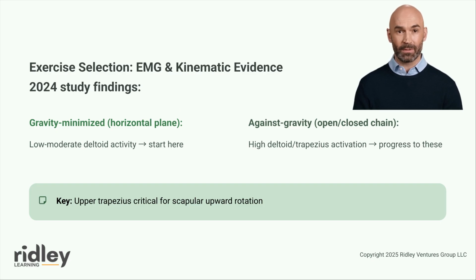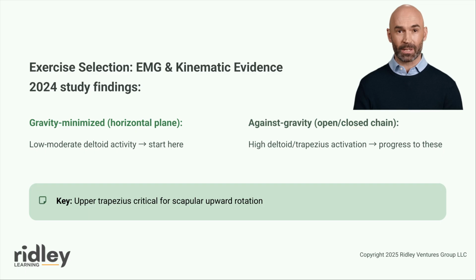A 2024 study evaluated shoulder muscle activity during 12 rehabilitation exercises in reverse arthroplasty patients at 12 weeks postoperatively, revealing that gravity-minimized exercises in the horizontal plane, such as tabletop slides and horizontal external rotation, elicit low to moderate deltoid activity, while open kinetic chain exercises against gravity, such as forward elevation and abduction, and vertical closed kinetic chain exercises, such as wall push-ups, produce significantly higher muscle activity. These findings support a rehabilitation progression from gravity-minimized exercises in early phases to against gravity open and closed chain exercises as strength and endurance improve.